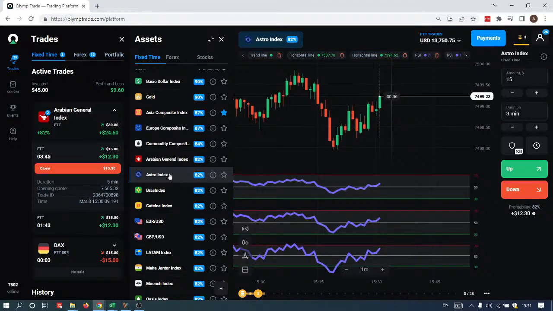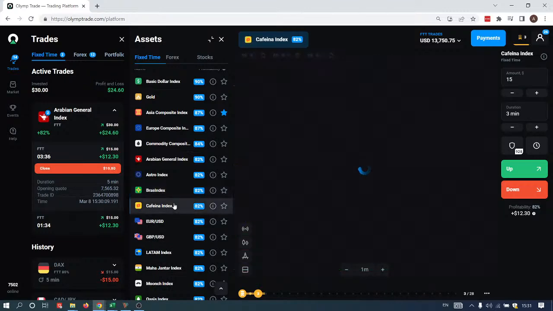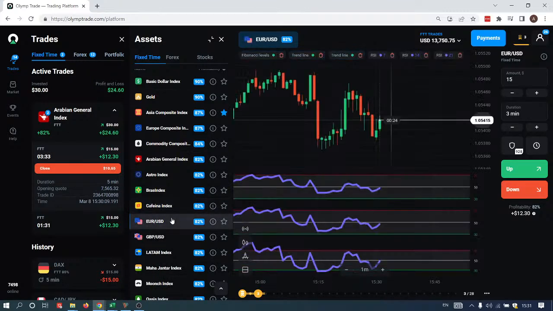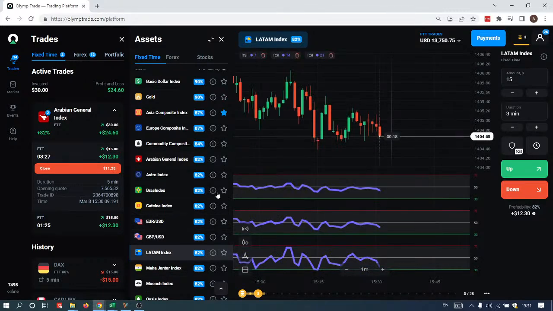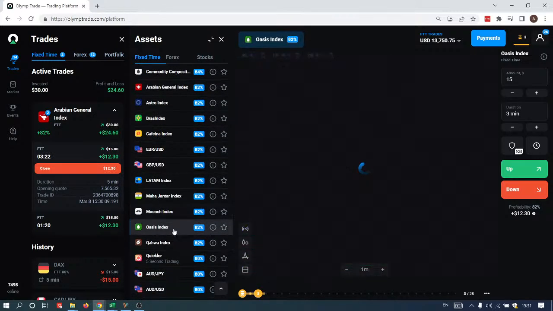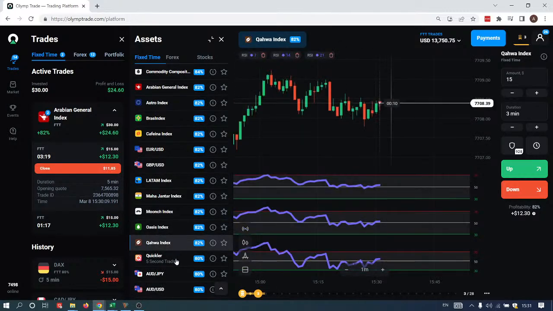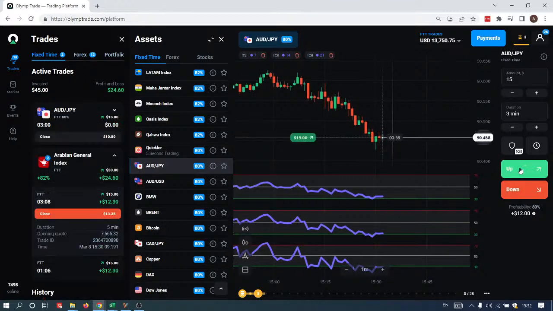What should the duration be? 3 minutes or 5 minutes? Well, in my opinion, you need to try different durations. Try maybe 3 minutes, maybe 2 minutes, 5 minutes, and eventually you're going to see which one works better for you. For some people, 3-minute trades work better. For some people, 5-minute trades work better. So basically, it varies. There is no universal answer to this question. So try different variations and see.